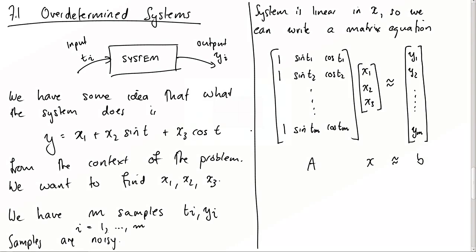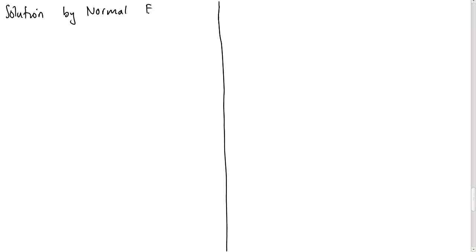Okay, so how do we do that? We've set up the problem, we haven't yet set up how to solve it. So there are two main ways of doing this. The first one is not as good, but it may be the one you've come across before, and it's also the fastest. It's called the solution by normal equations. Okay, so we're trying to minimize AX minus B.